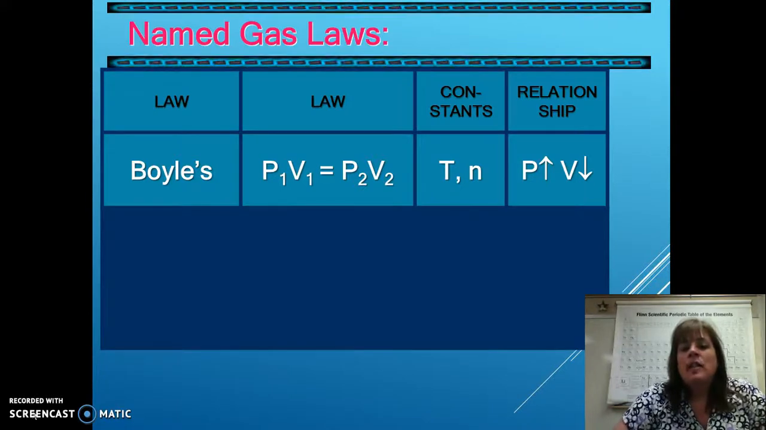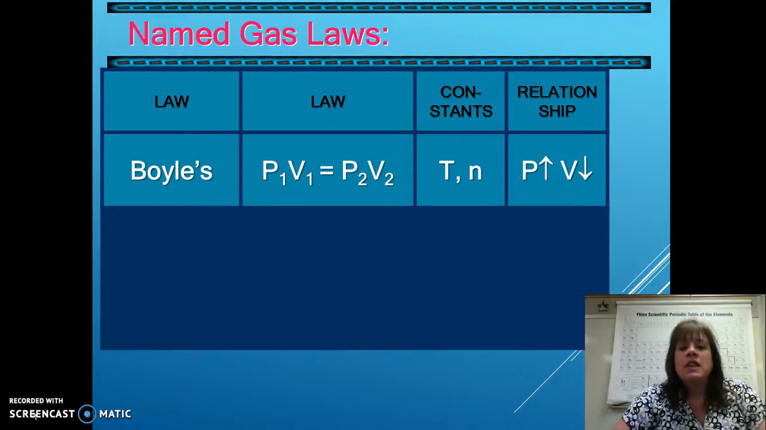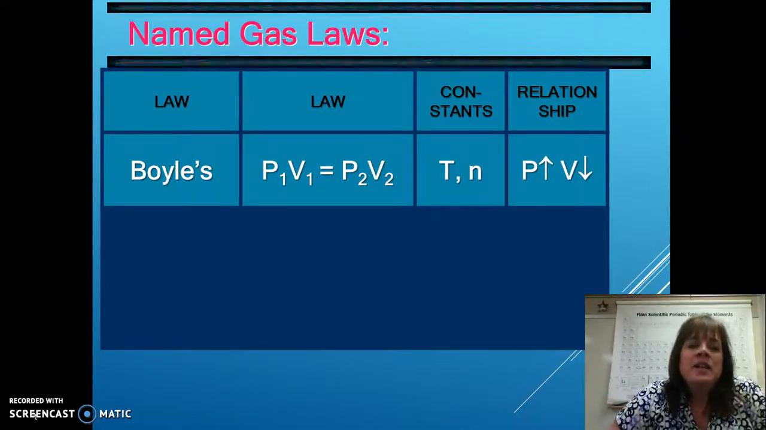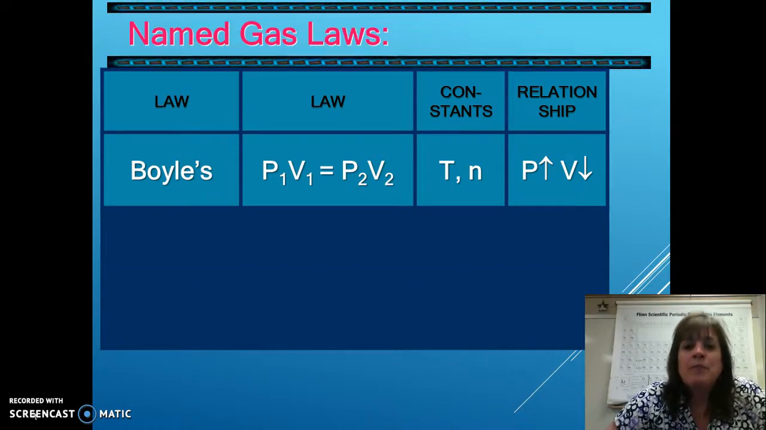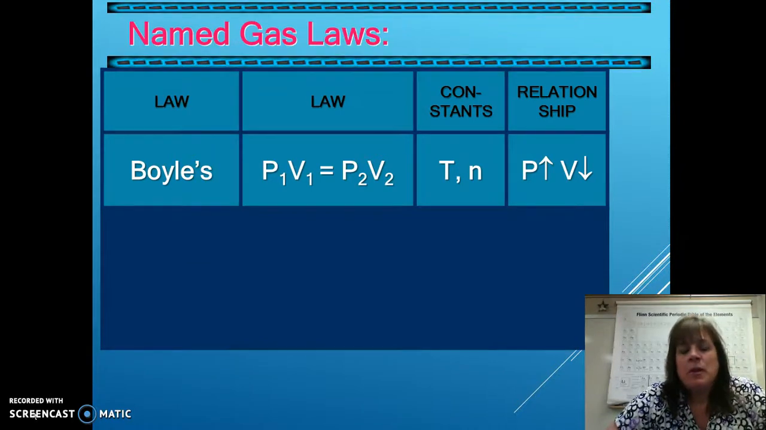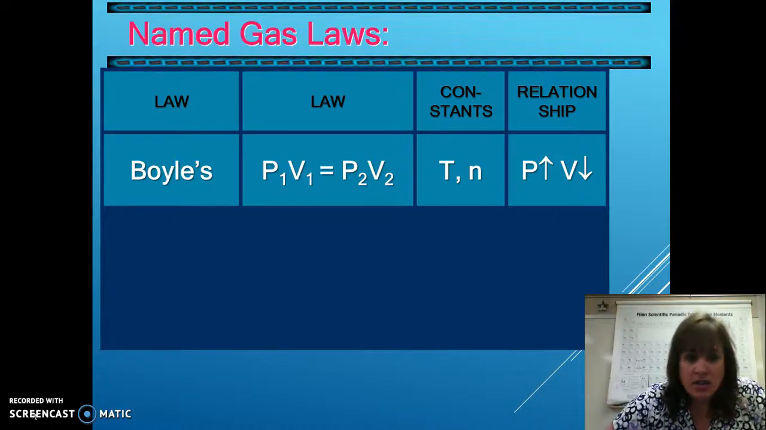Now, Boyle's Law says the pressure times the volume at one condition equals the pressure times the volume at some other condition. This is only the case when temperature and amount are constant. That's when we use Boyle's Law. So temperature and amount are constant, and we can multiply the pressure and volume at one condition, and it'll be the pressure times the volume at any other condition. So write that down.